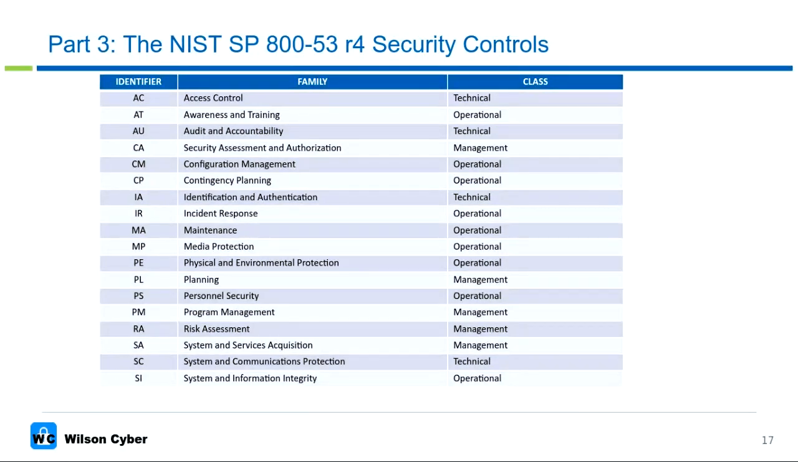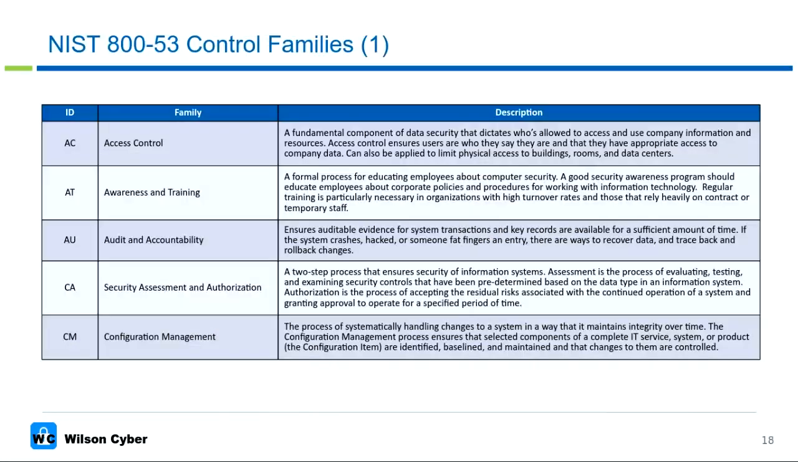Some of these controls are technical, such as access control, audit and accountability, identification and authentication, and system and communication protection. Others are operational: awareness and training, configuration management, contingency planning, incident response, maintenance, media protection, physical and environmental protection, personnel security, and system and information integrity. And others are more management focused: security assessment and authorization, planning, program management, risk assessment, and system and services acquisition. So the combination of management controls, technical controls, and operational controls are the different classes of controls for the NIST 800-53 control families. So let's go through each of the 18 families.